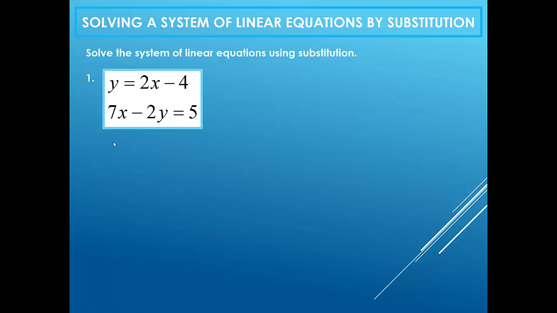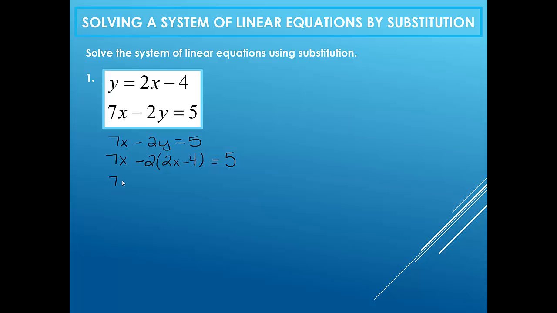So if my second equation is 7x minus 2y equals 5, I would have 7x minus 2, and in place of my y, since I know that y equals 2x minus 4, I would put 2x minus 4. And then that would be equal to 5. Now I can go ahead and solve.